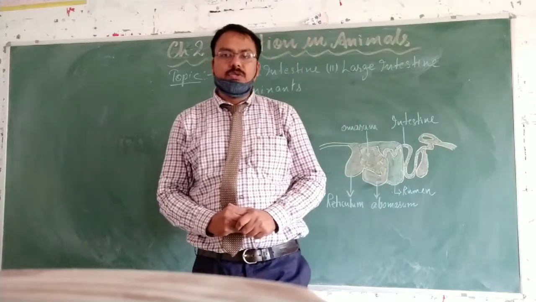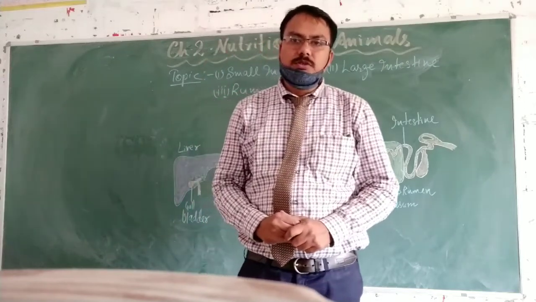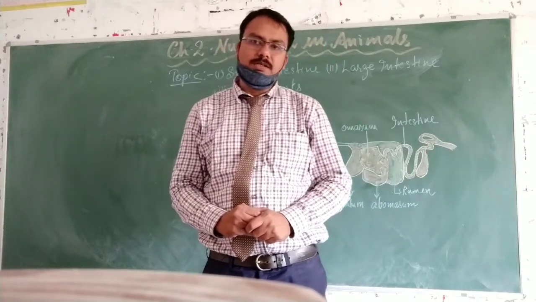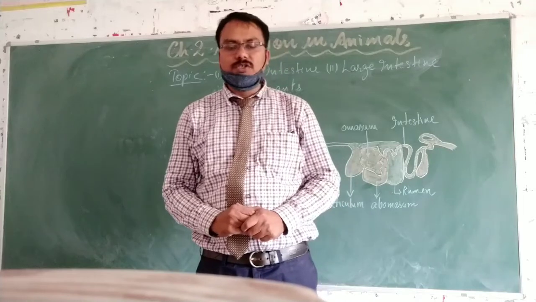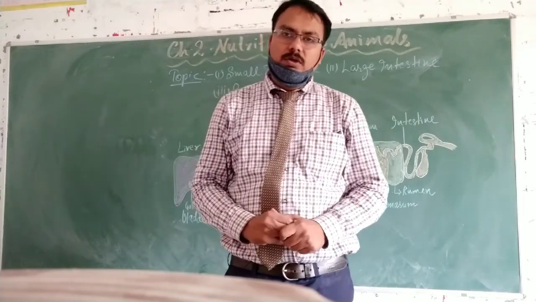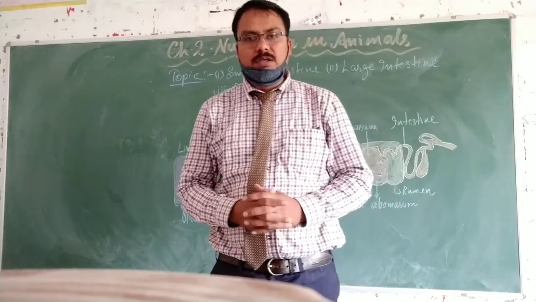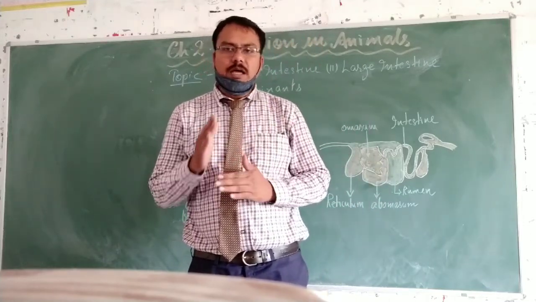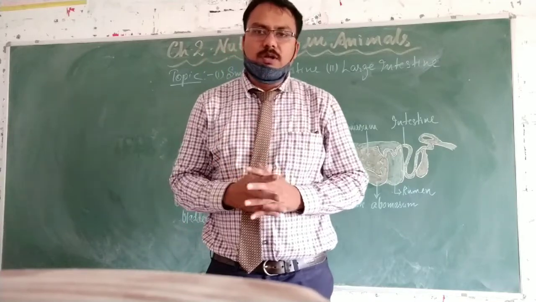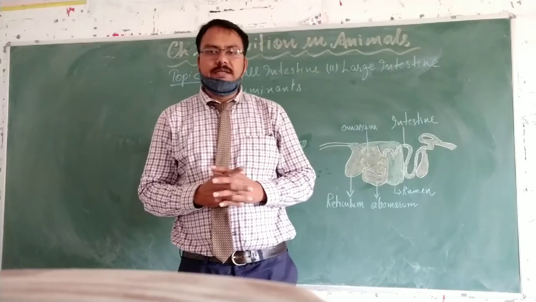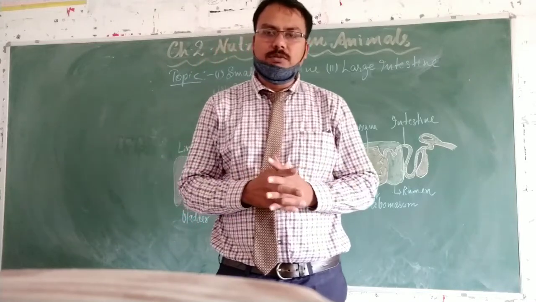Students, as you know, your second chapter, nutrition in animals, is going on, and today is my last explanation of this chapter. My topic is digestion in human beings, and in the process of digestion, I am talking about the small intestine. The length of the small intestine is 7.5 meters.